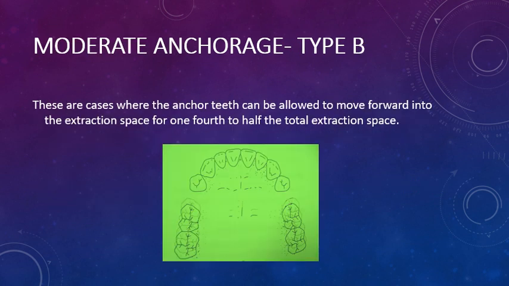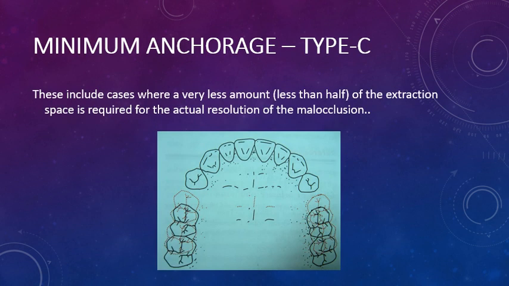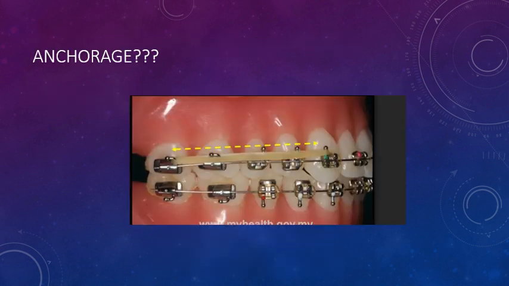In moderate type of anchorage, that is type B anchorage, there is a 50-50 requirement of space for anterior and posterior segments. In minimum anchorage cases, that is type C anchorage, the anchorage requirement is so minimal we don't need to reinforce it by adding any other teeth, but we need to bring the posterior segment more forward. Here are a few pictures. You have to name the anchorage employed here.